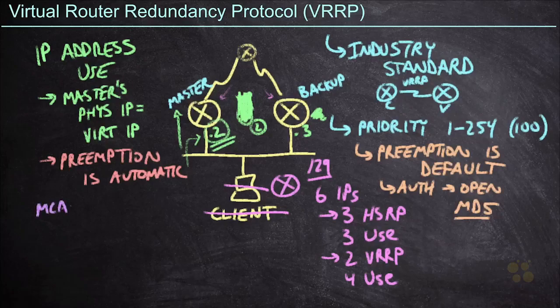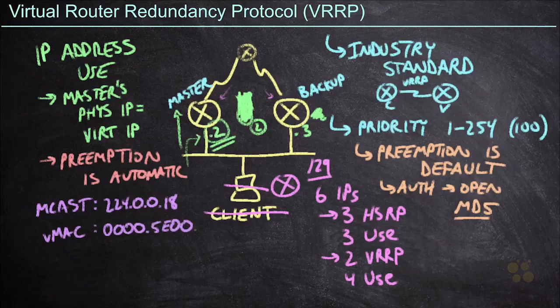So what about VRRP addressing? Well, VRRP does have a dedicated multicast address, and that would be 224.0.0.18. Furthermore, it has its own virtual MAC address, and its virtual MAC address is going to be 0000.5E00.01XX, where XX is the group ID. Now, when we think back to HSRP, if we have 2 hex characters dedicated to the group ID, that's 16 by 16, so that's only 256 groups that we get with VRRP. That would be a disadvantage to going with VRRP over HSRP version 2.